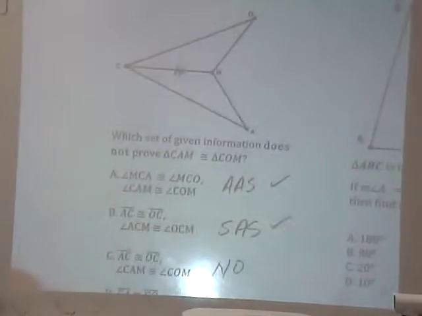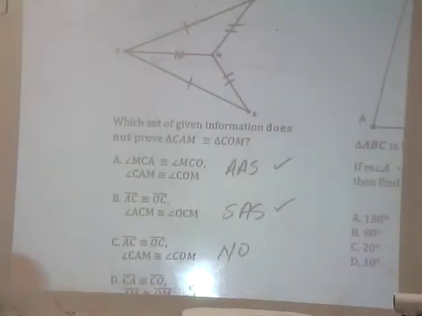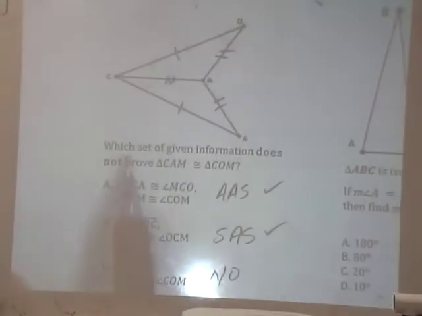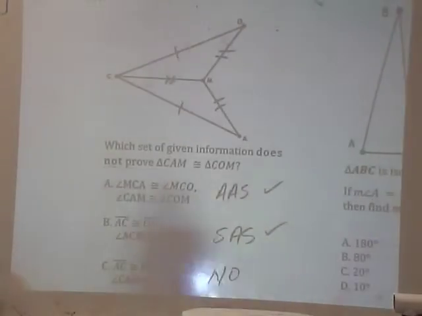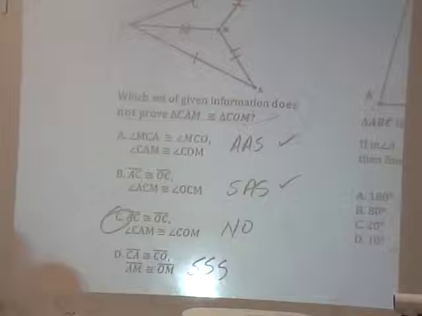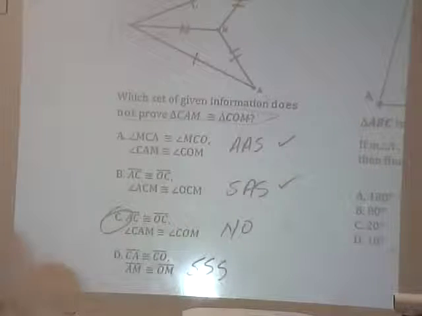CA is congruent to CO. This is congruent to this, and AM is congruent to OM. How would we prove the two triangles congruent there? Side, side, side, right? So that was good. So which set of given information does not prove the two triangles congruent? It would have to be C. Are we okay with that?